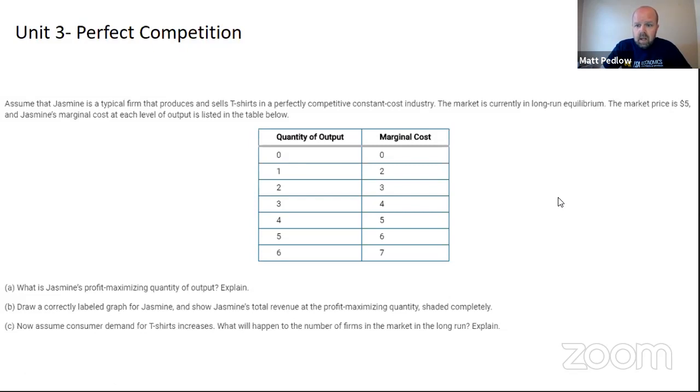Okay. The market is currently in long-run equilibrium. The price is $5 and Jasmine's marginal cost is listed. Okay. So what is her quantity of output? So, right, you're just going to look down here and say, if she's selling it for $5 and her marginal revenue is $5 because it's perfectly competitive, then she wants to go where MC, which is your column right here, equals marginal revenue. And that's at a quantity of 4. So 4, and the explanation would be where MC equals MR.